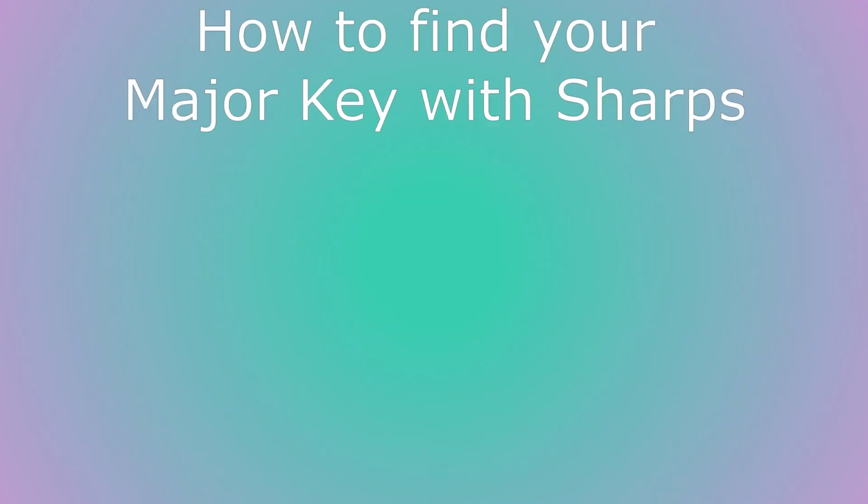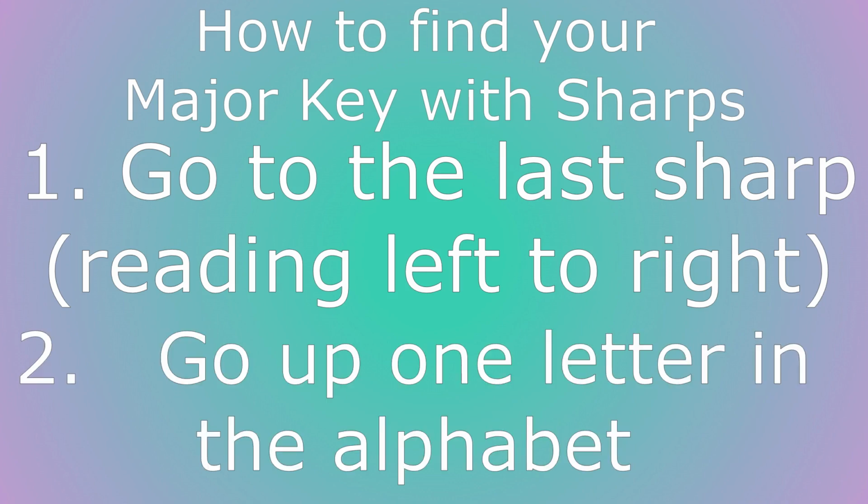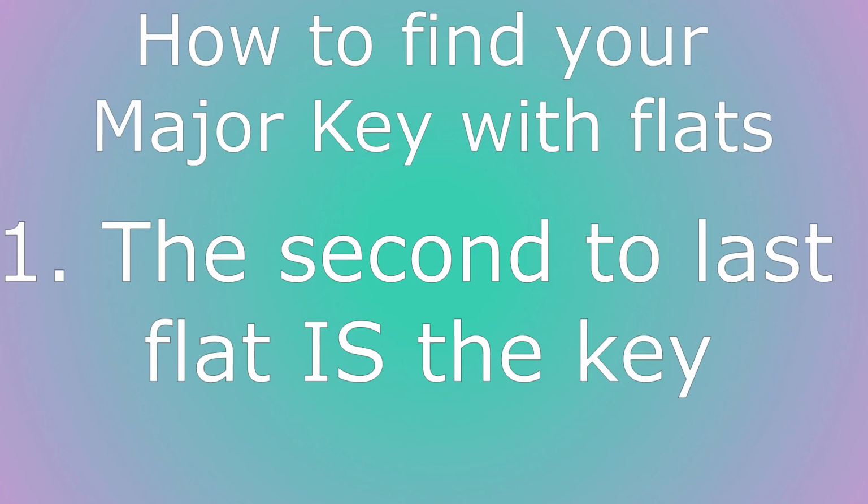When you have sharps in your key signature, go to the last sharp and up one letter to find your major key. Flat key signatures are a little different. To figure out what major key we are in when there are flats in our key signature, we use the rule that the second to last flat is the key.